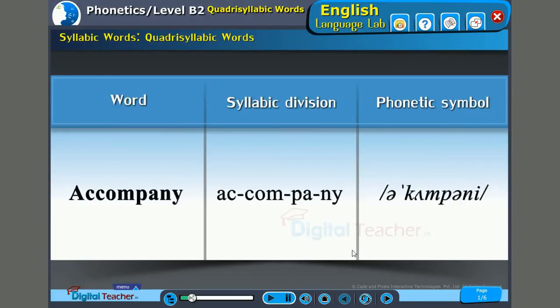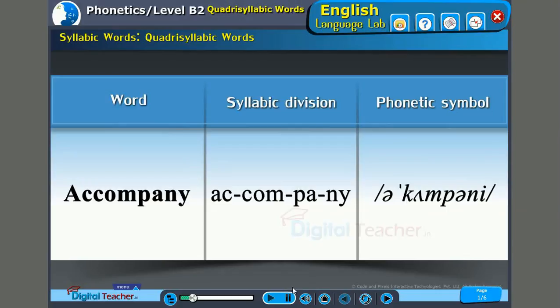Now let us move on to C1. Accompany. So here we'll be having two units, that is diphthongs and pentasyllabic words. First let us see about diphthongs.